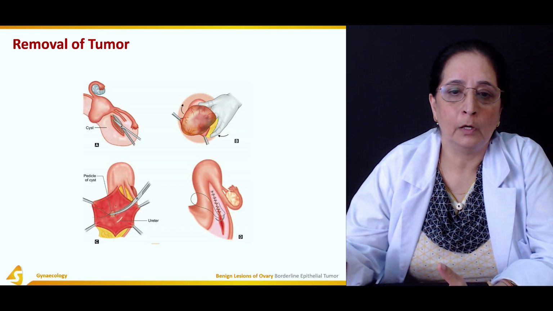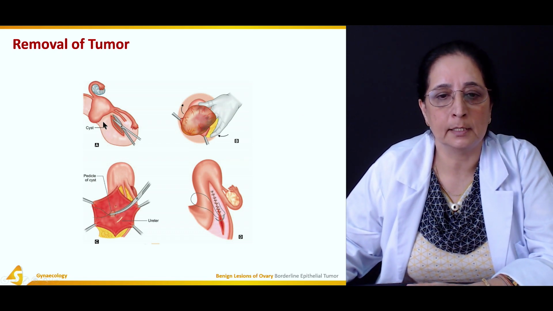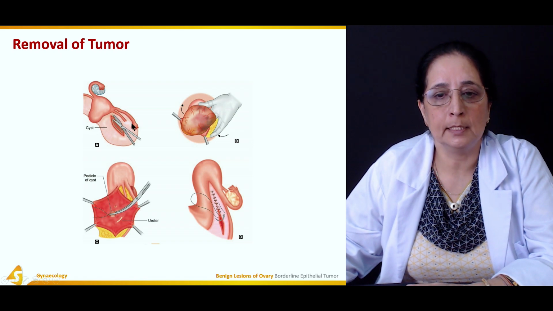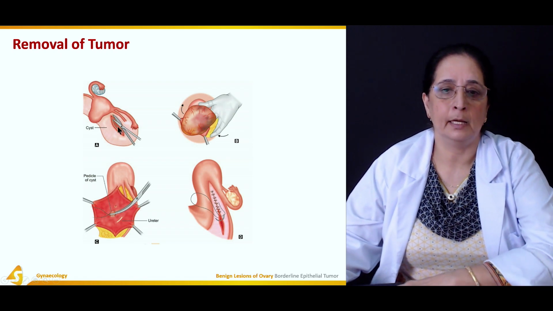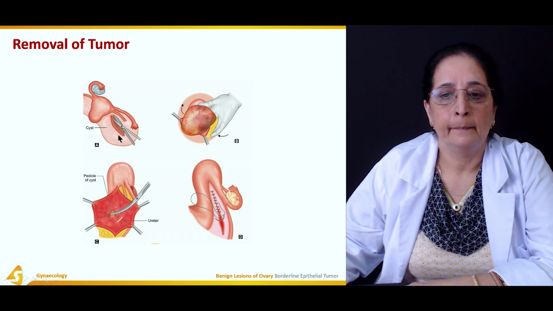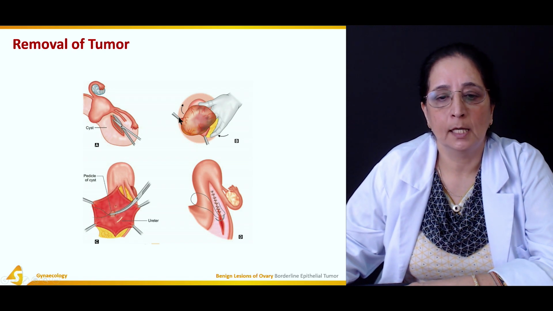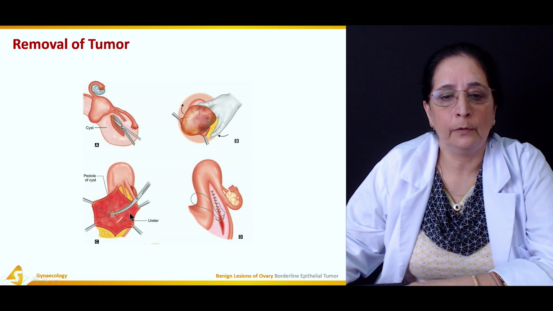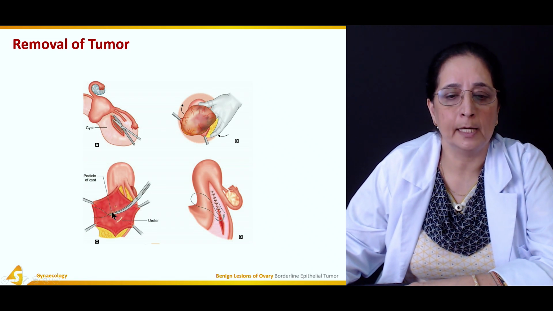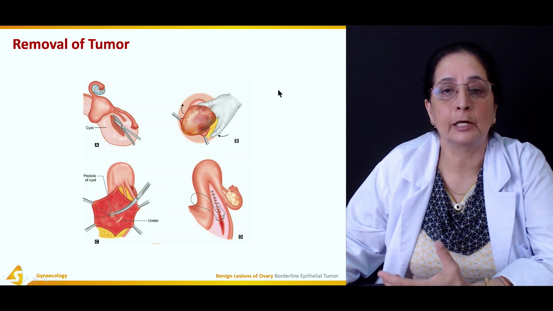Then the surgical removal of the cyst. This is the cyst present, and an incision is given in the cyst, and then the cyst is taken out of the cut, and then the pedicle of the cyst is removed and cut, and then in the last stage the incision is closed. So this is the cystectomy done.